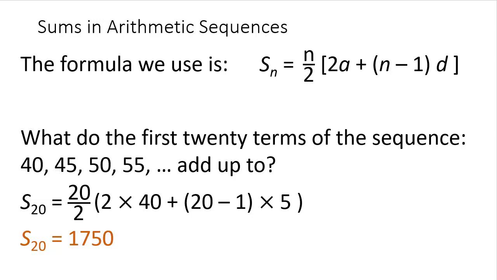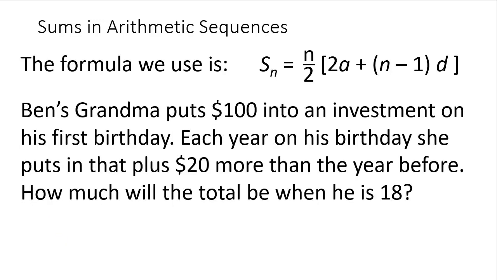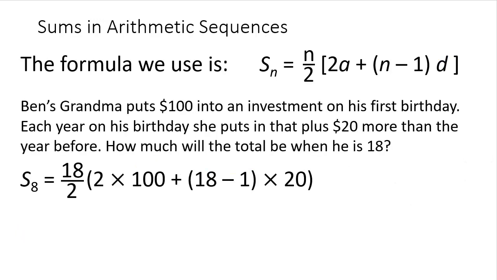Let's see how we do that in a word problem. So we want a total. What a total means we use the sum formula. That's the giveaway every time. We're told it's done 18 times from the first birthday to the 18th, so our n will be 18. The first birthday, the first amount was $100, so a is 100, and the difference is 20 more each time. Stick that into our formula.